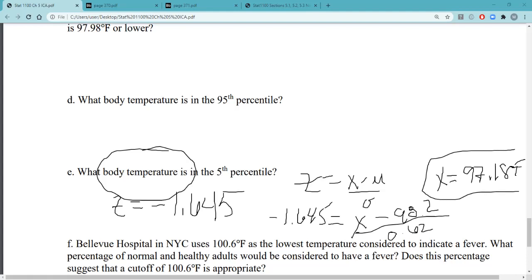So to be able to recognize which one we're substituting in for, if we are looking for a body temperature, or looking for a height, or looking for some individual value, we want to keep our X in our formula. If it says, now let's find the proportion or probability or percent, then we know we need to convert to a z-score and then use our table. Let's move on to the last two examples here.